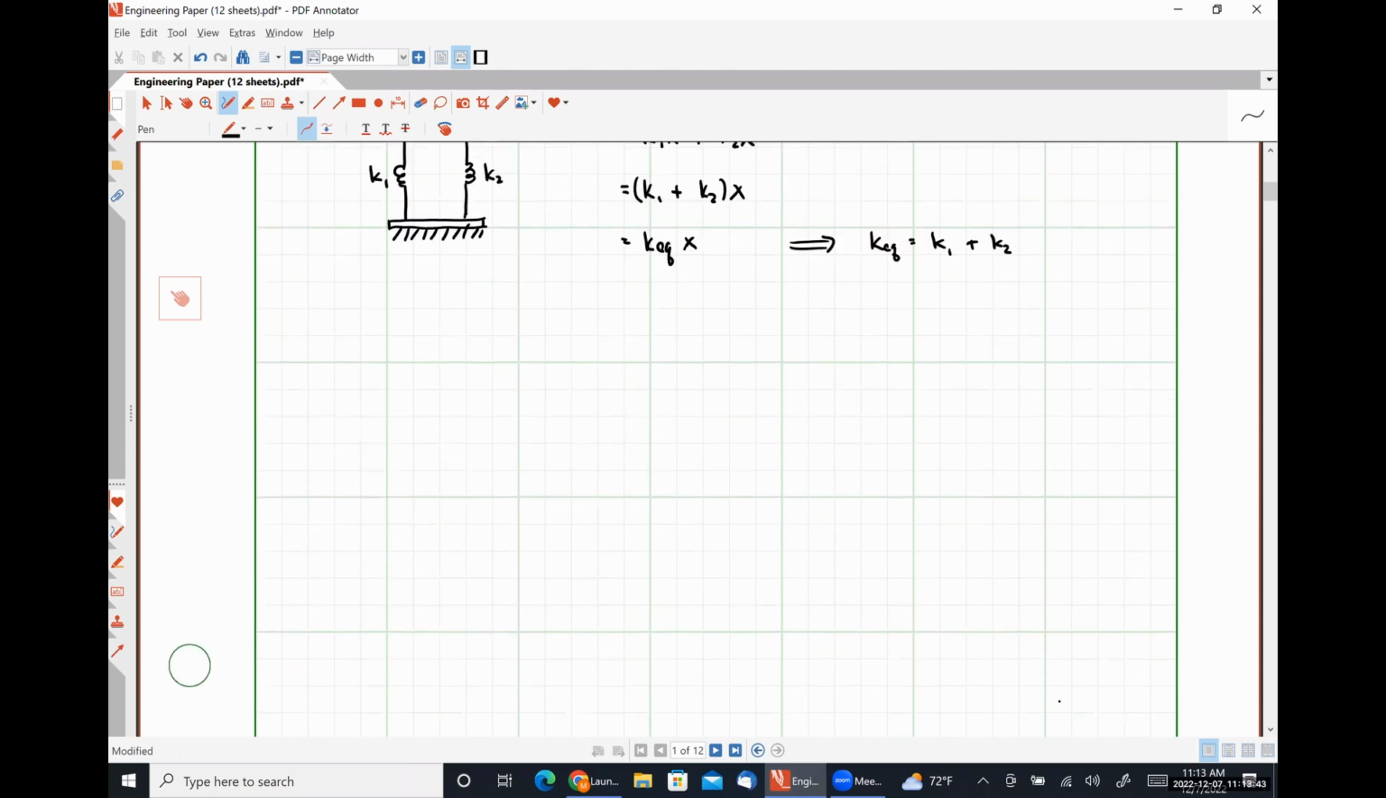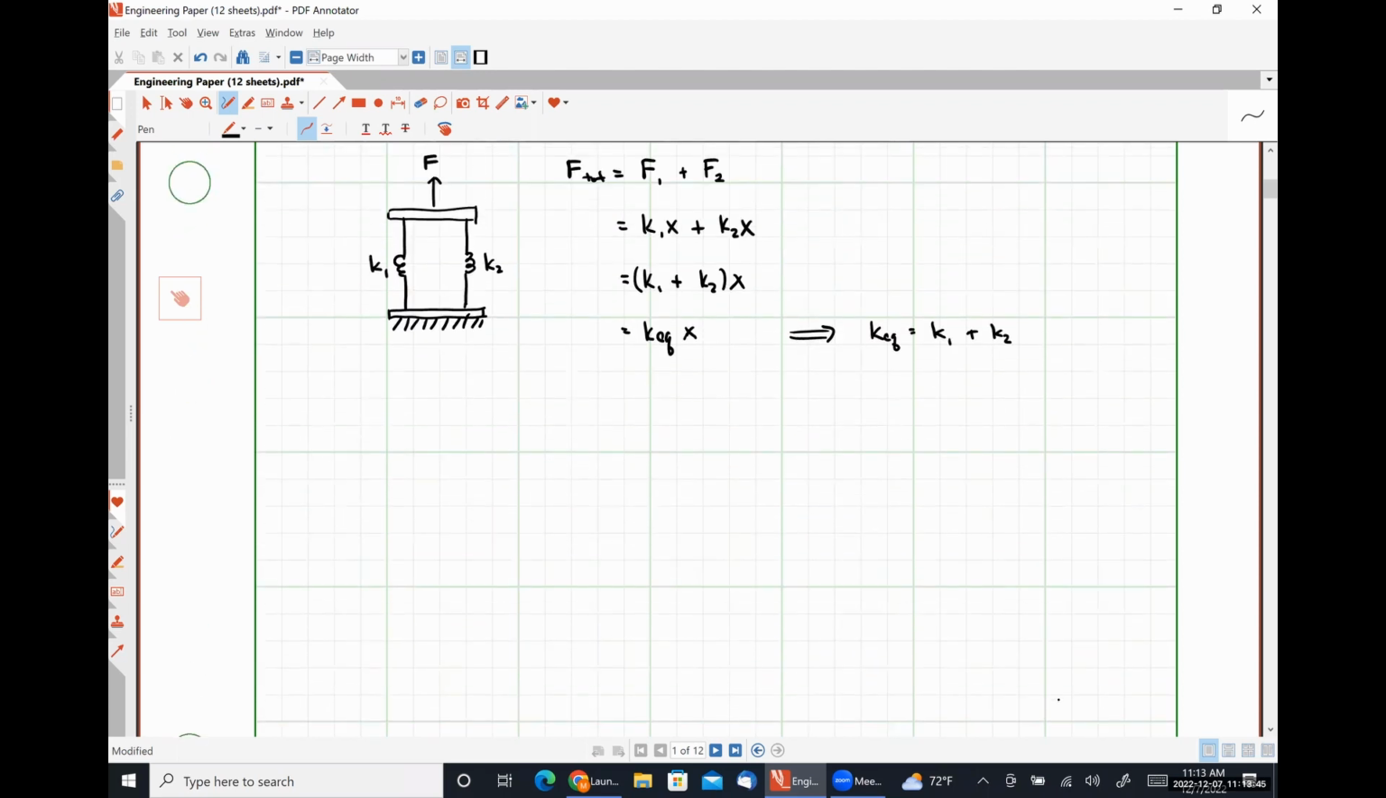If instead we have a series connection, so let's say that we have a plate that we're pulling up with some force X. Here is a spring with a spring constant K1 connected in series to a spring with spring constant K2.